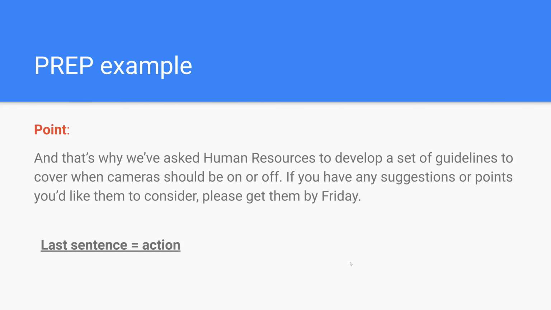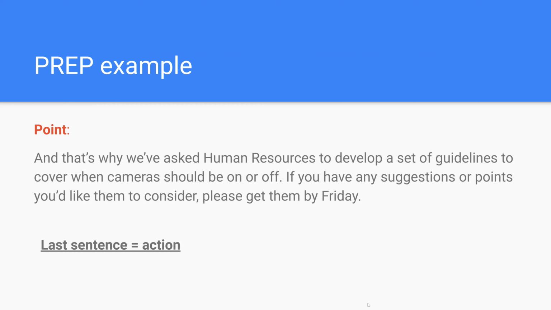And the last P in prep is our point again. So we're coming back full circle and saying that's why we've asked human resources to develop a set of guidelines to cover when cameras need to be on or off. So we're reinforcing that point and including a kind of conclusion.